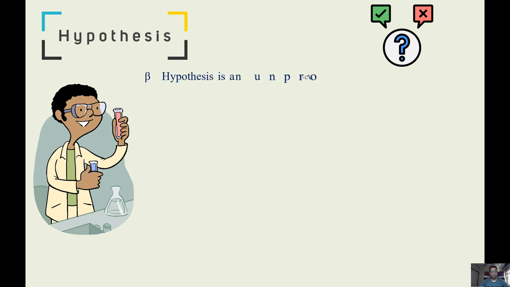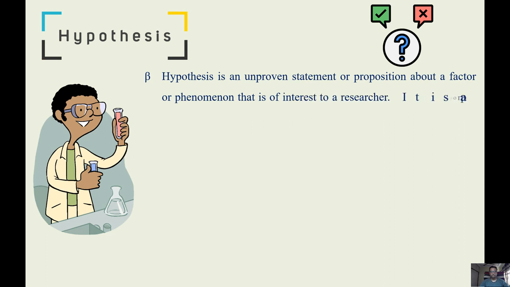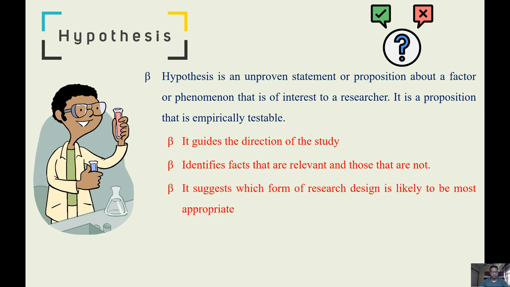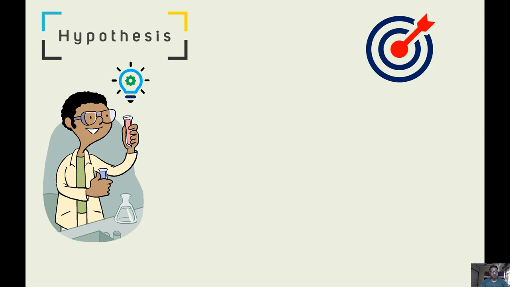The hypothesis is an unproven statement or proposition about a factor or phenomenon that is of interest to a researcher. It is a proposition that is empirically testable. It guides the direction of the study and identifies relevant facts and those that are not. It suggests which form of research design is likely to be most appropriate, and provides a framework for organizing the conclusions that result. There are two types of hypotheses, null hypothesis and alternative hypothesis.